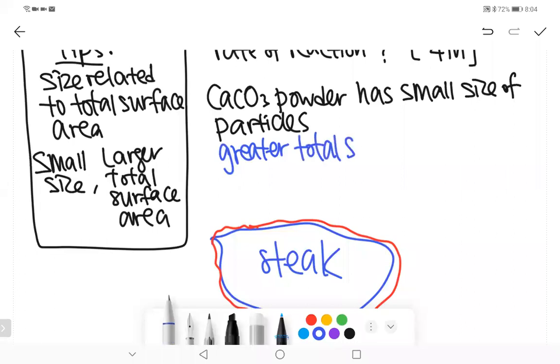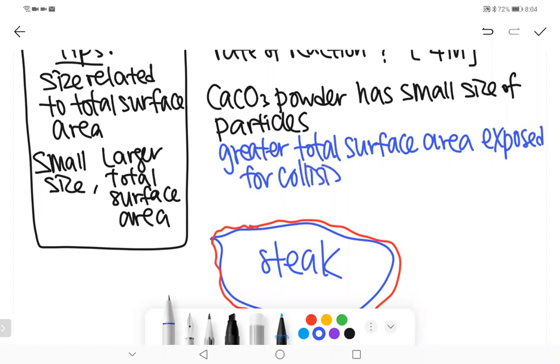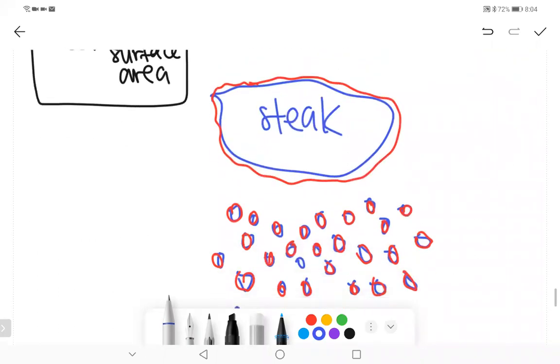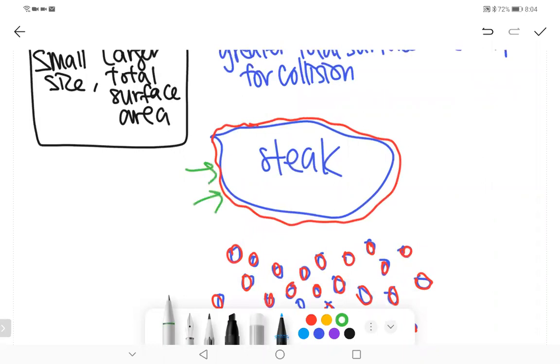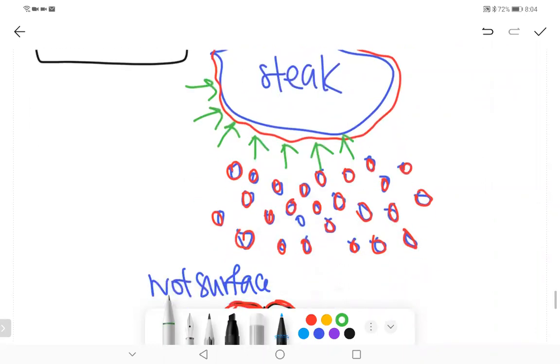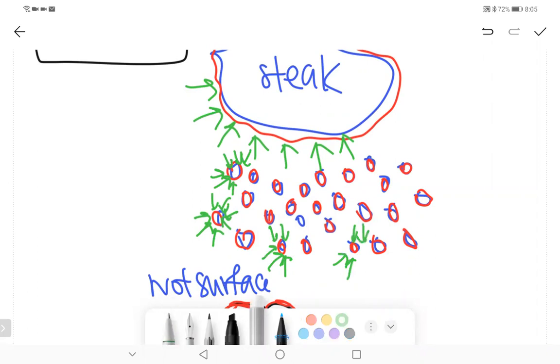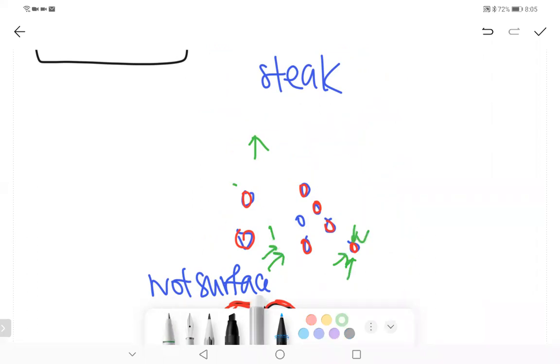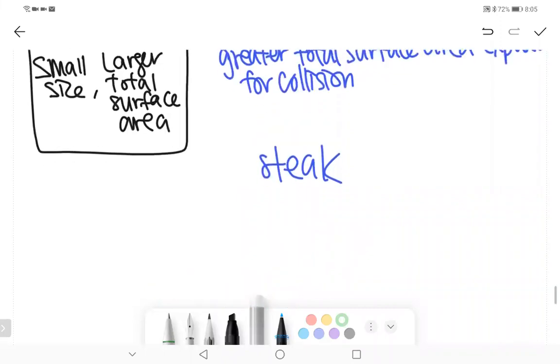Okay, good. So when the size is smaller, you have a greater total surface area. When you have a bigger surface area, so what? You have a greater area exposed for collision. Just now you could only collide here. Now when you cut to a smaller size, you can collide in many different ways. So you will definitely have more and more collisions.